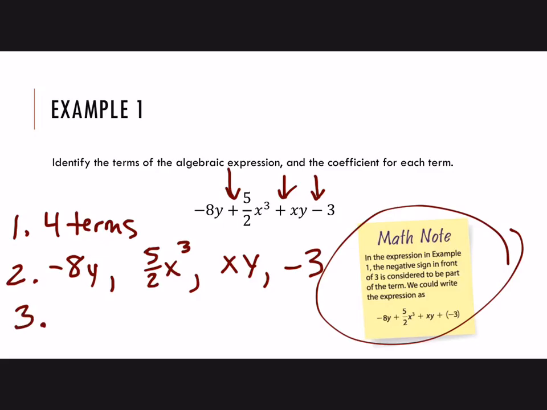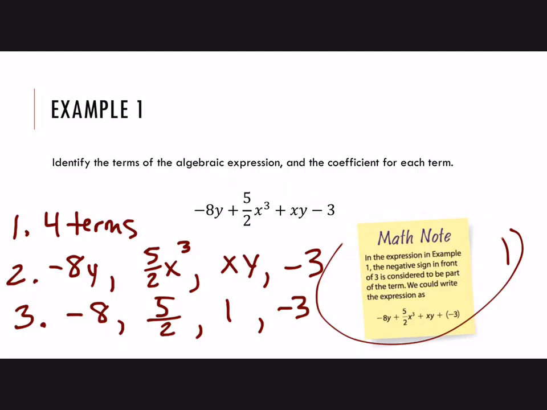Okay, and then what are the coefficients? Those would be negative 8, 5 halves. If you don't see a number, it's a 1, and negative 3. Okay. Do you remember the special name for a term which is just a number?